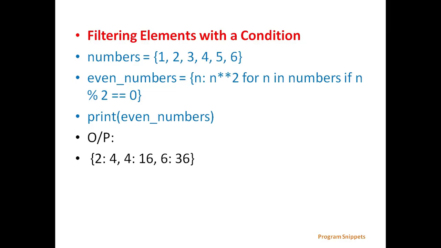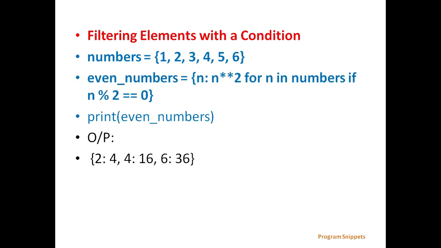We can filter the elements with a condition while creating a dictionary. For this also we have defined a list with elements 1, 2, 3, 4, 5, 6 and we will create a new dictionary with the square of the element if the number is even, that is n mod 2 equal to 0. When we execute, it will give the output. For second key it will print 4, for fourth key it will print 16 and for sixth key it will print 36. That is, it will print the square of the elements if the value is even.